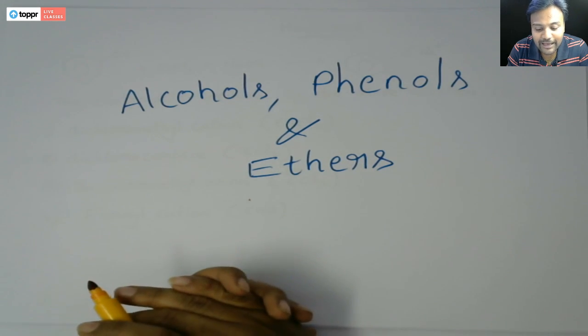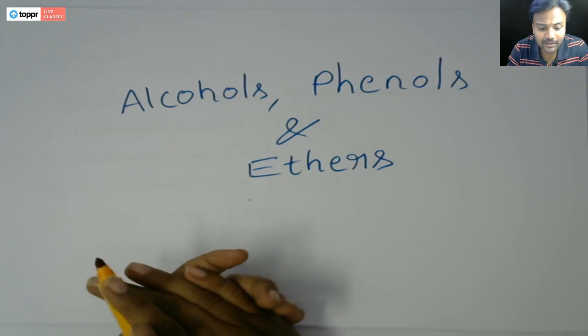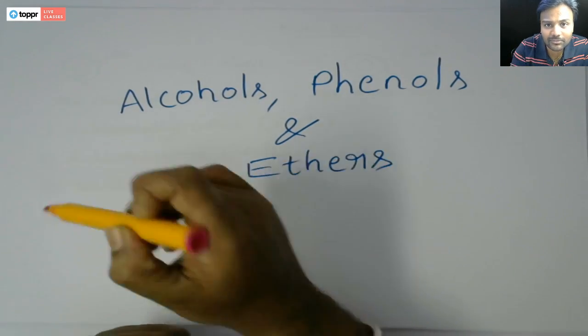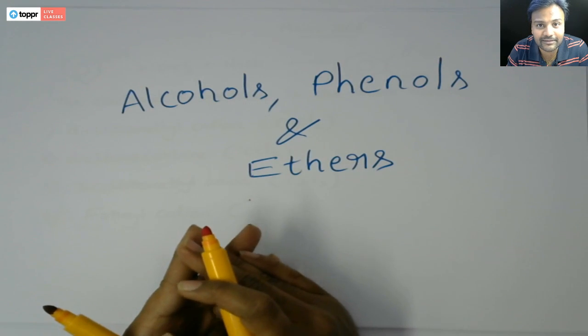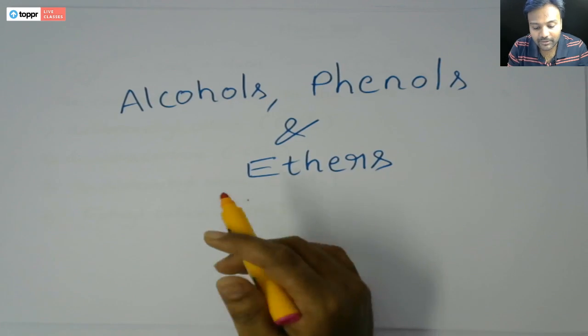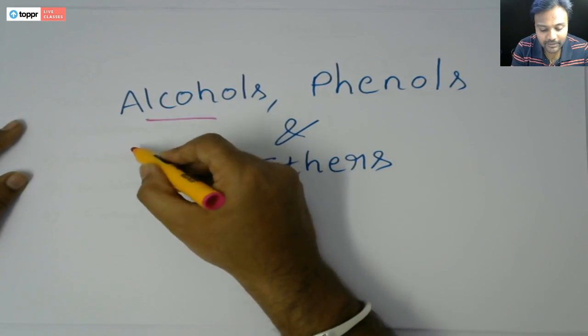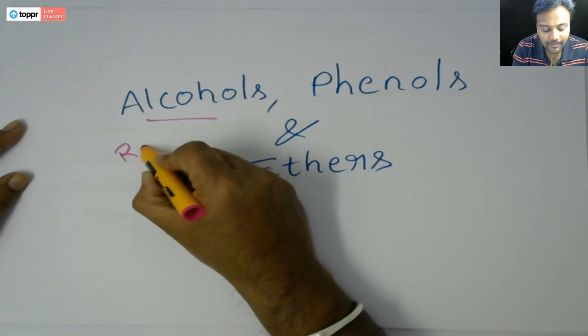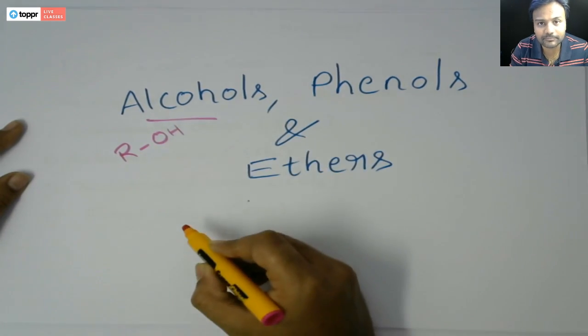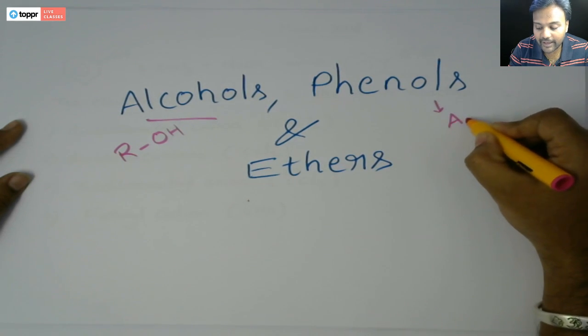In this video I'll explain about alcohols, phenols and ethers. So let's discuss the questions around the chapter alcohols, phenols and ethers, what appeared in the last years' question papers in JEE Mains. Okay, so before that, what is the functional group for alcohol? It is ROH, whereas for phenol, it is ArOH.